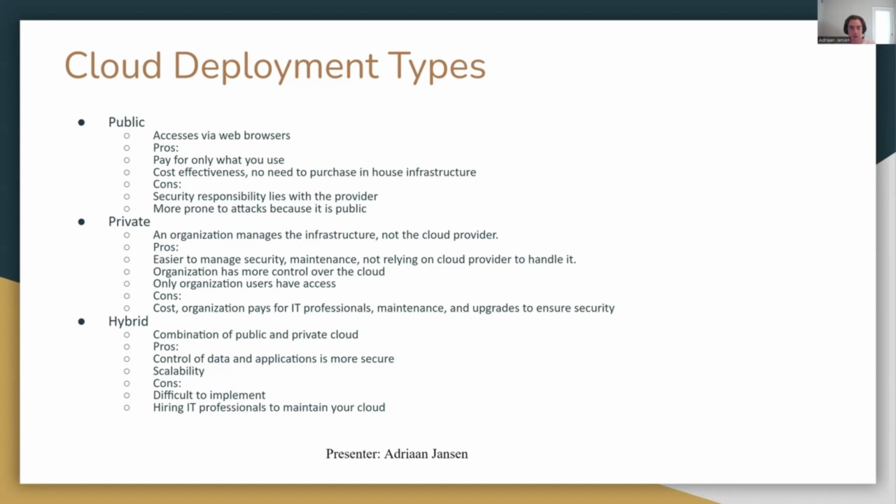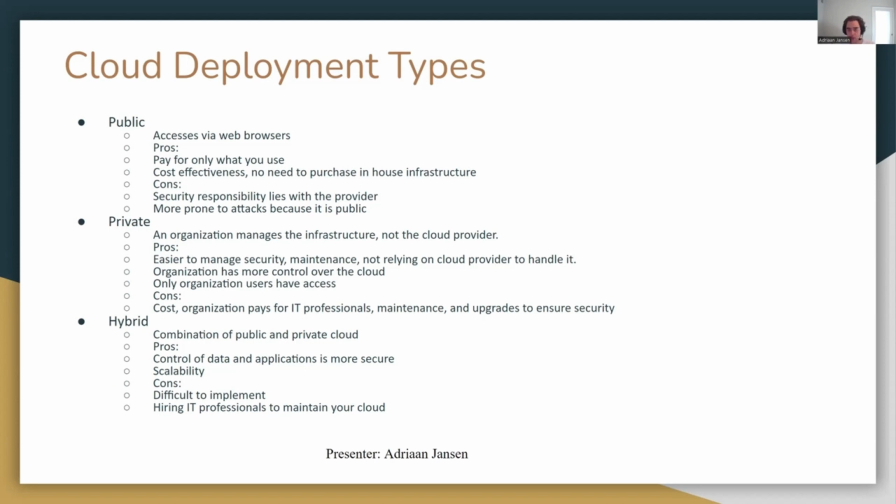Next, we have a private cloud deployment, which is when an organization manages the infrastructure of the cloud, not the cloud provider. An example of a private cloud would be VMware, which allows you to host virtual machines. The pros of a private cloud is that it's easier to manage security and maintenance because you don't rely on the cloud provider to handle it.